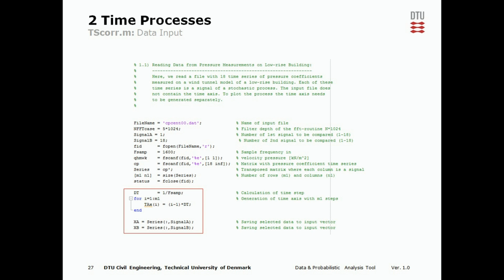XA and XB are the two vectors for the first and the second time series, and depending on how your data set is designed, in this case we have several signals within one external file, so you can assign whatever you read to the two vectors. The main point is that XA and XB contain two series of the same length.